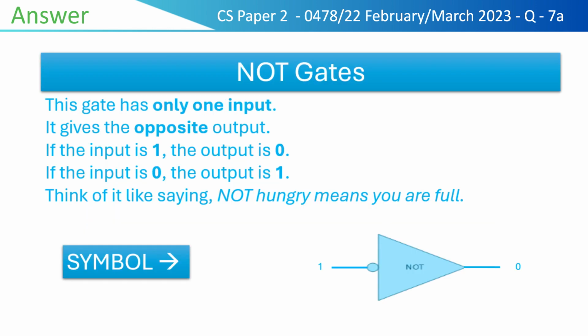NOT gate. This gate has only 1 input. It gives the opposite output. If the input is 1, the output is 0. If the input is 0, the output is 1. Think of it like saying, not hungry means you are full. It's represented with this symbol.